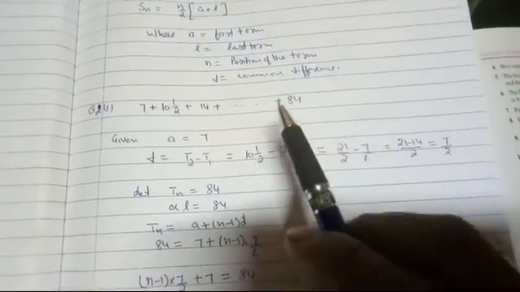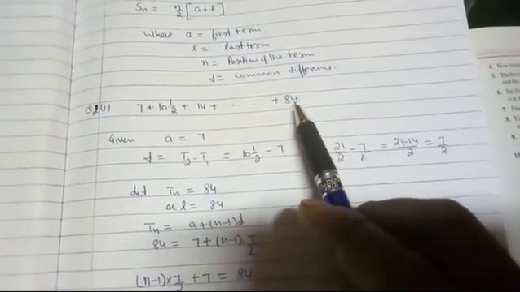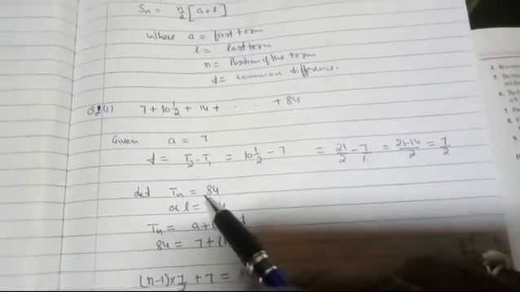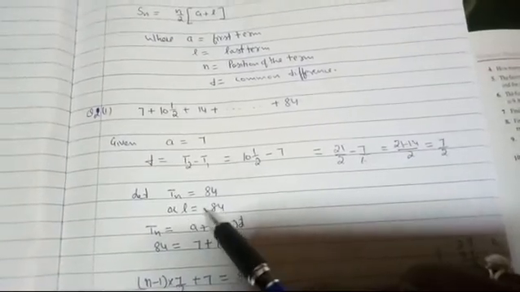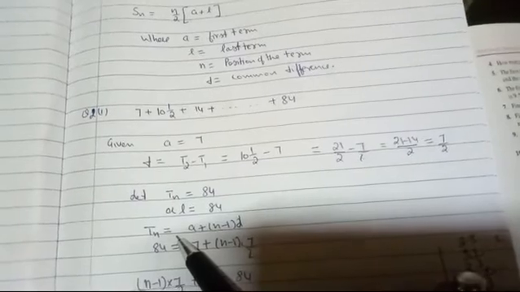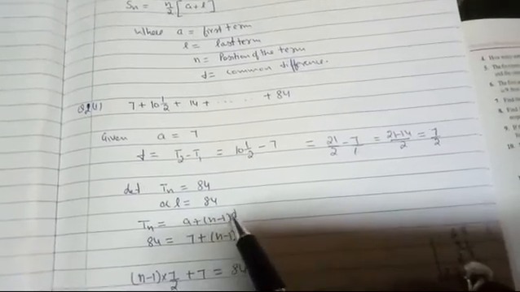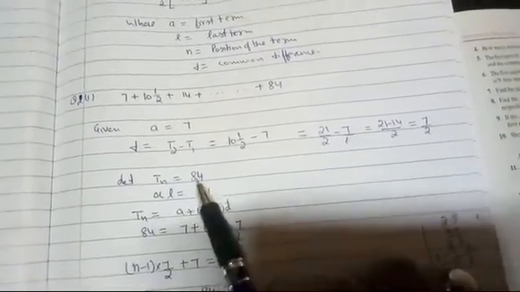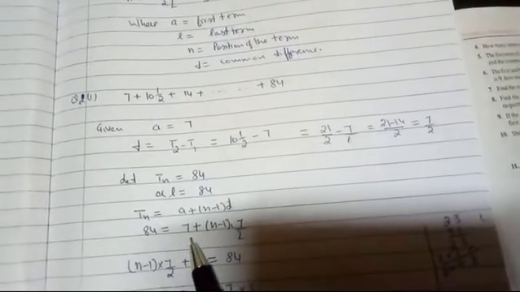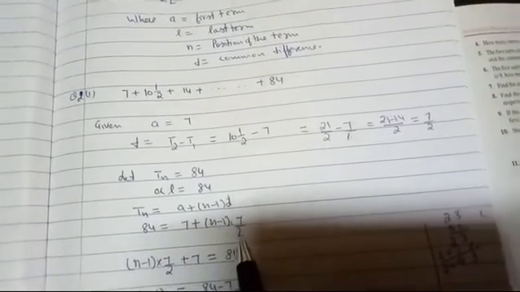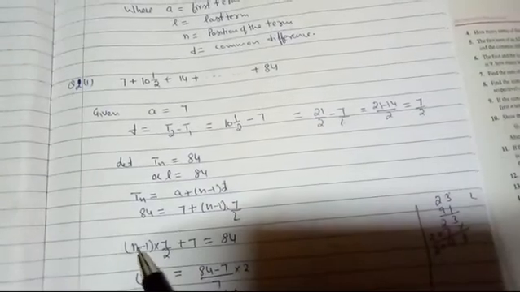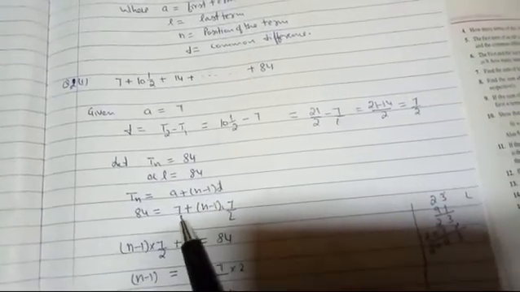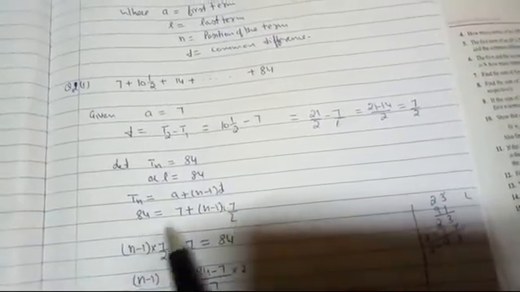In this type of question, where the last term is given, we can write it as Tn, the last term L. The formula is Tn is equal to a plus (n minus 1) into d. In place of Tn we put 84, so 84 is equal to 7 plus (n minus 1) into 7 upon 2. Then we shift terms to the other side.